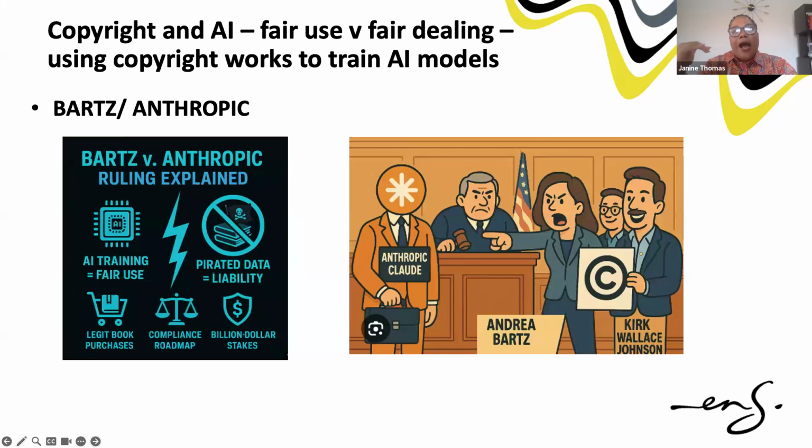Now, if you read those exceptions as they currently stand, there is no provision for the use of copyright works to train AI models. So currently, as the position stands in South Africa, it would still be potentially an infringement if you used copyright works to train your AI models in South Africa.